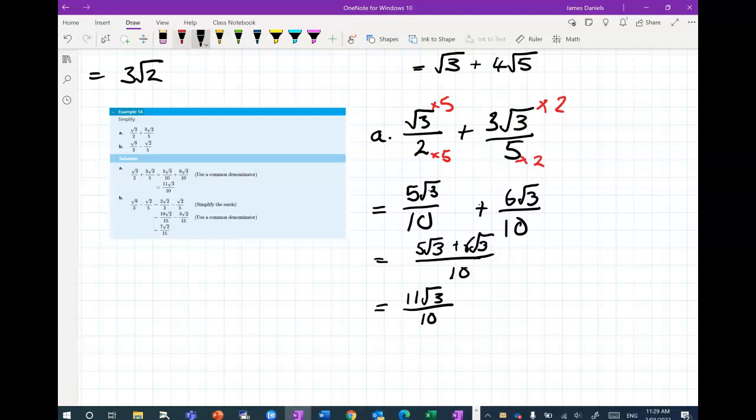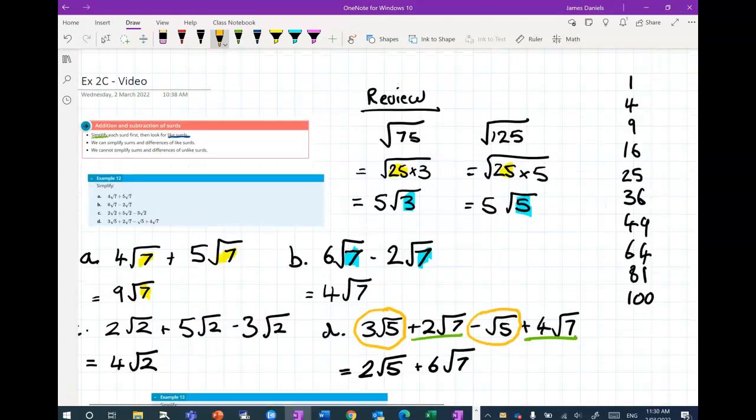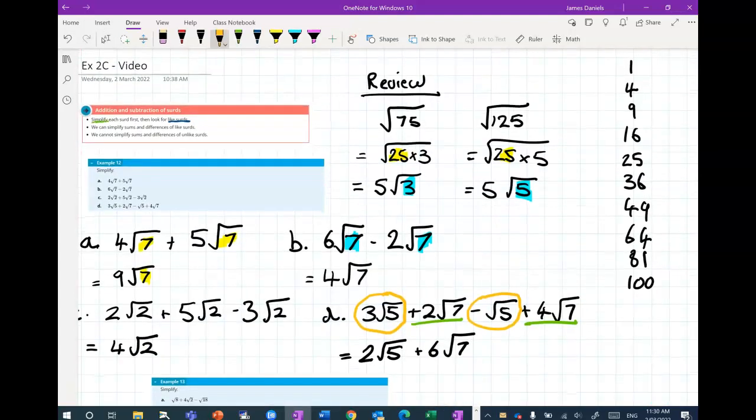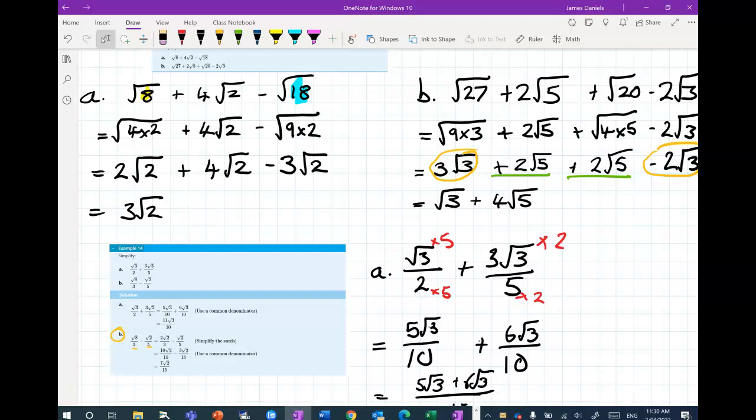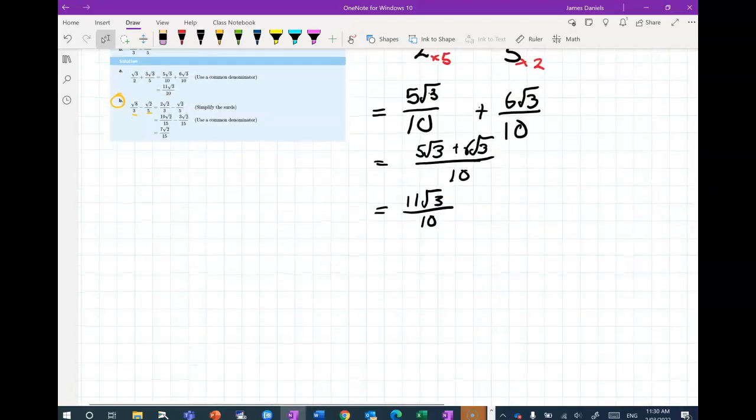Similarly, in example B, following along, I have to create a common denominator. In this case, I've created 15 before you can do subtraction. So just make sure that you're paying attention to that. So the key points in this exercise were to make sure that you can simplify. You can only add and subtract like surds. And at times you may simplify so that you can add and subtract like surds. Thank you.